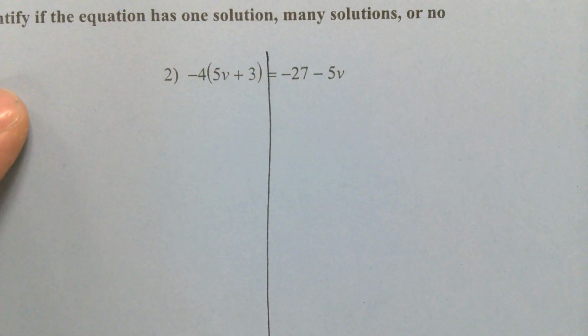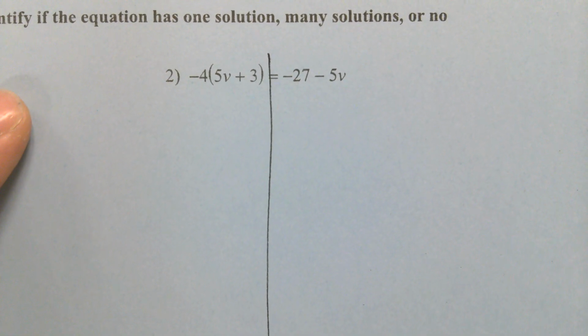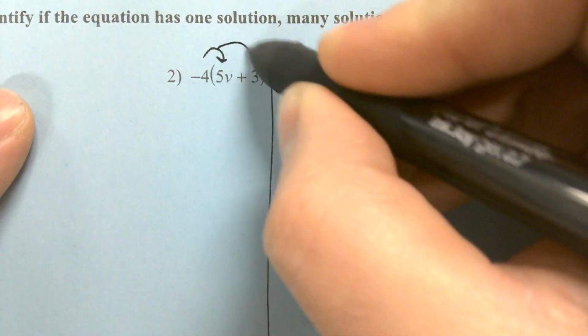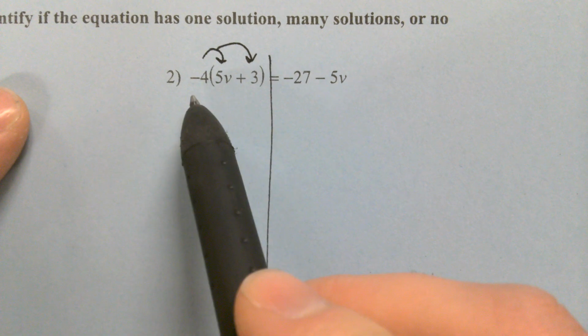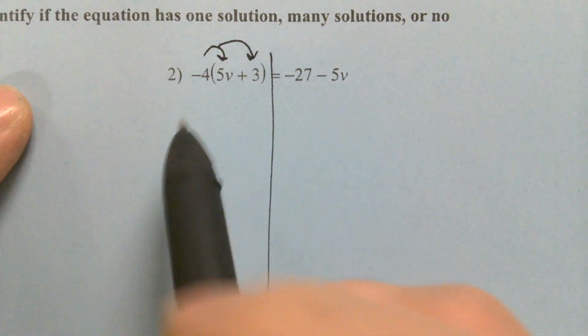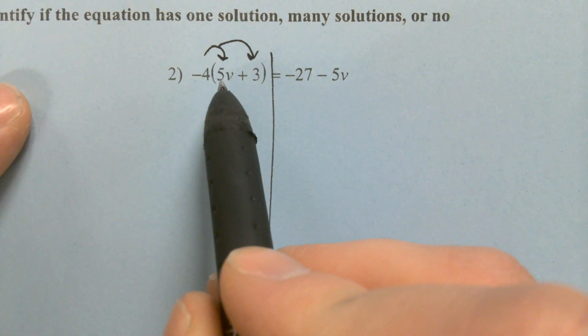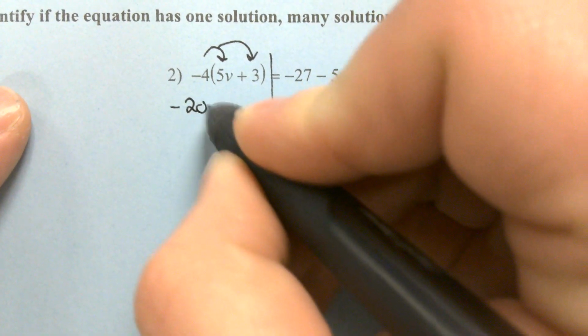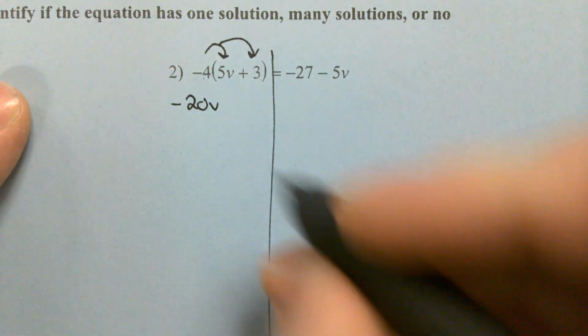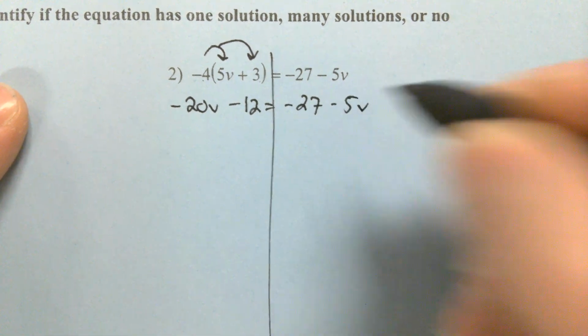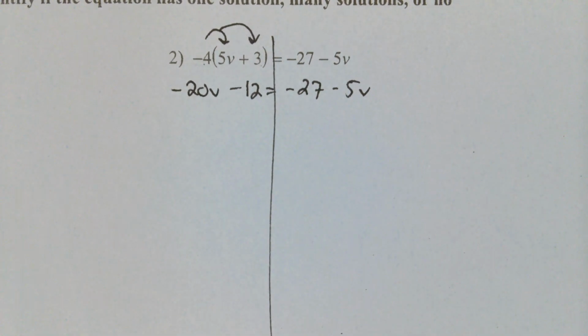Number 2. What number am I distributing here in number 2? -4. I'm going to distribute it to 5v and to the 3. So this was your question, Hope. We're going to skip that kind of middle step. What's -4 times 5v? -20v. What's -4 times 3? -12. So if you're comfortable with distributing at this point, you could skip that little step where we write each term in the parentheses, okay?